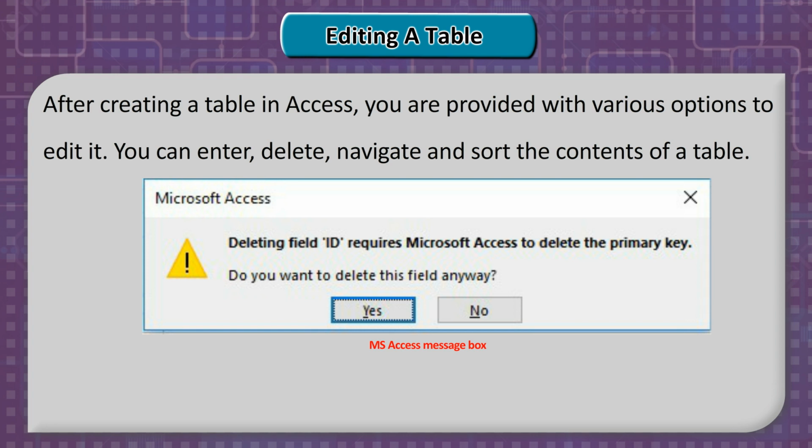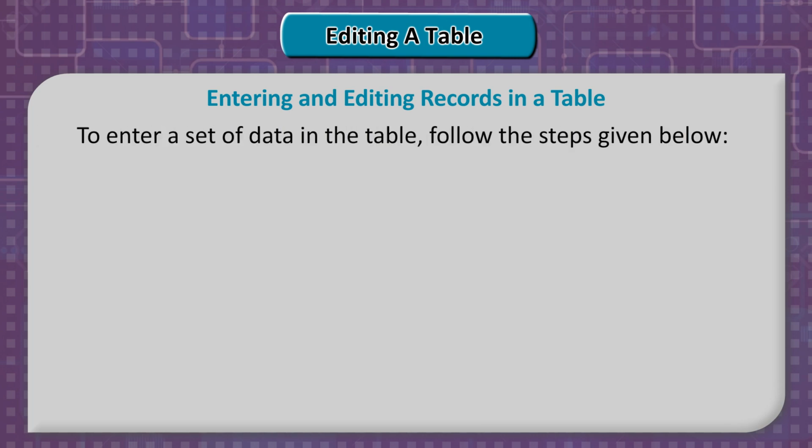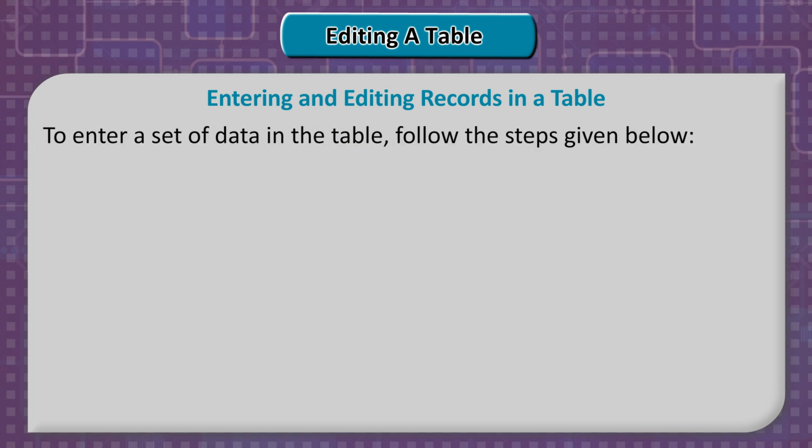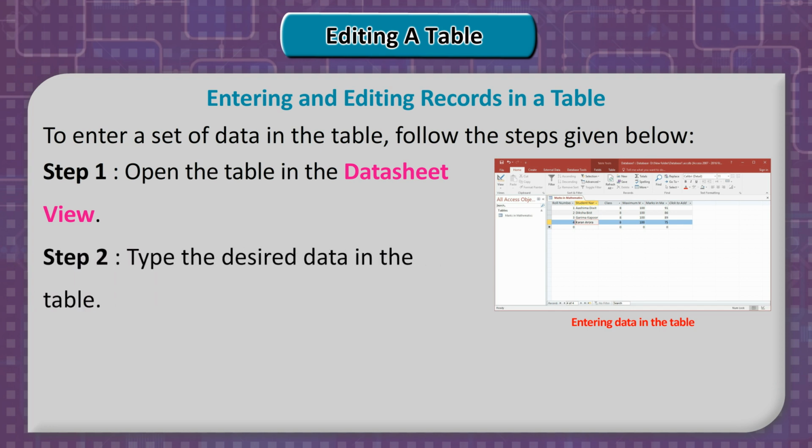Editing a table. After creating a table in Access, you are provided with various options to edit it. You can enter, delete, navigate and sort the contents of a table. Entering and editing records in a table. To enter a set of data in the table, follow the steps given below. Step 1. Open the table in the datasheet view. Step 2. Type the desired data in the table.